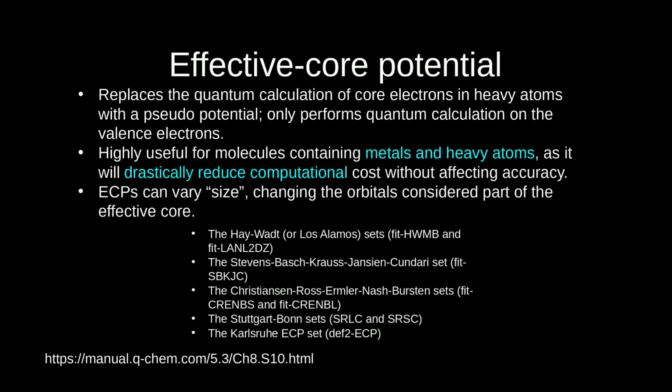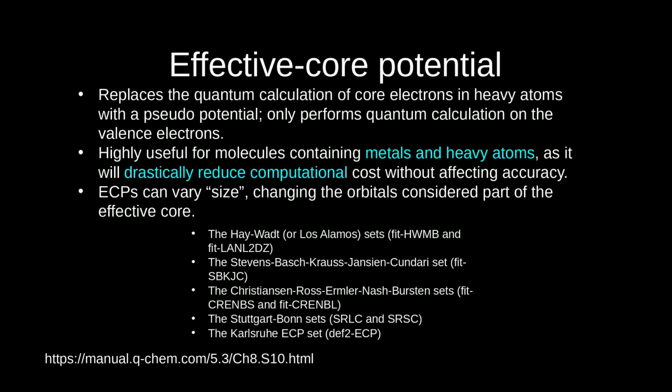So, for these types of atoms, it's very effective to use an effective core potential because it will greatly decrease the computational cost without affecting the accuracy of your results. There are a number of different types of effective core potentials that I have listed here at the bottom of the slide. Note that these effective core potentials have an associated basis, meaning that if you use a specific basis, such as LANL2DZ, you would be best to use an effective core potential that matches this basis.